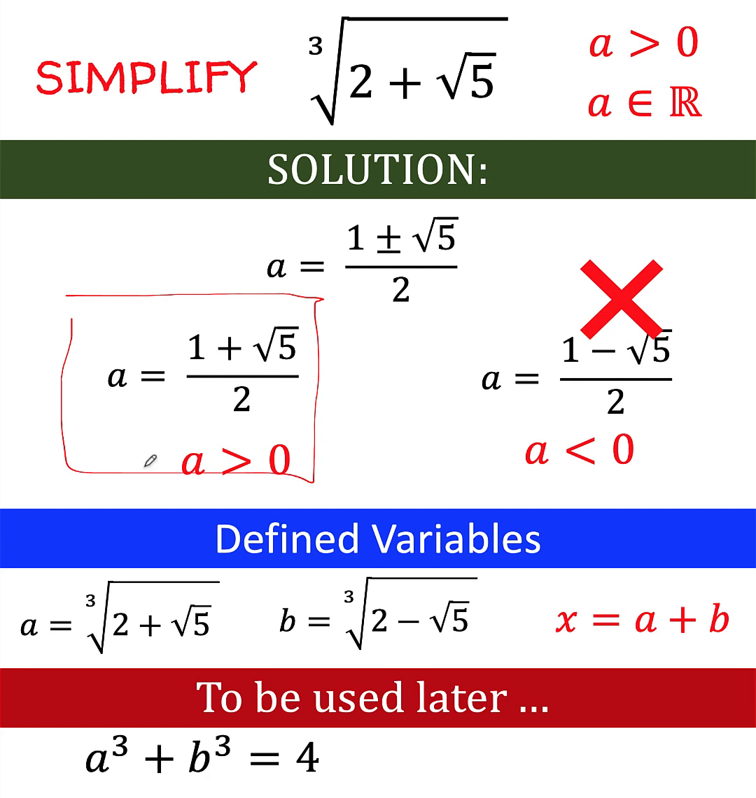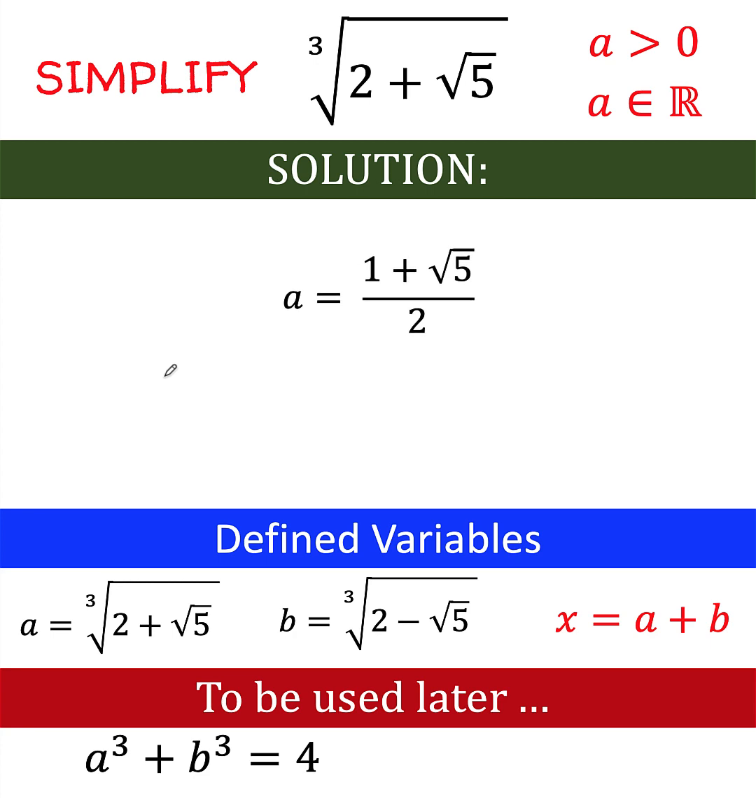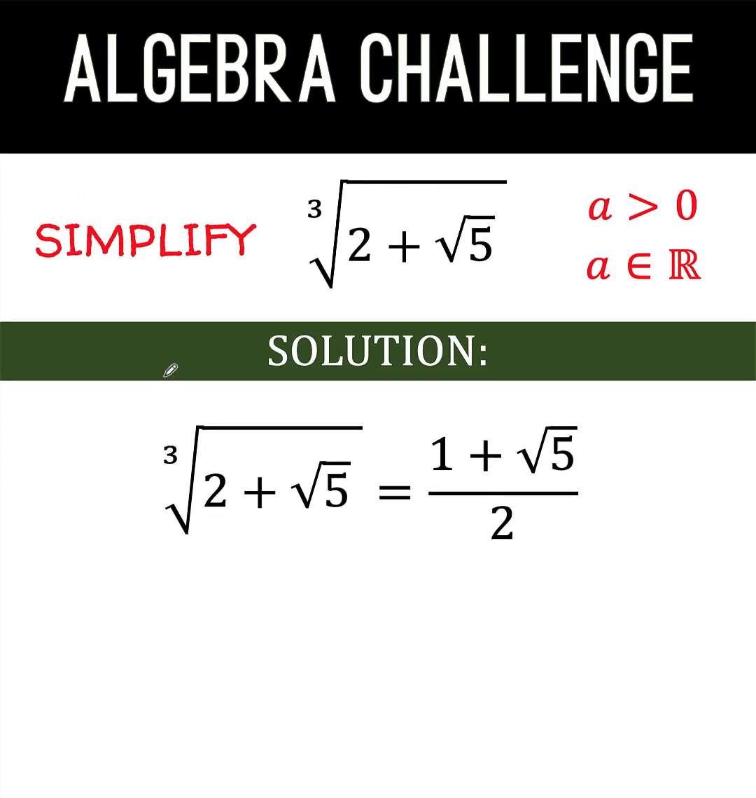So at this point, we have narrowed down that the value of a is 1 plus the square root of 5 over 2. And this is now our final answer.